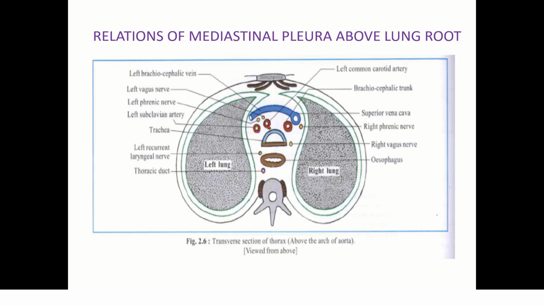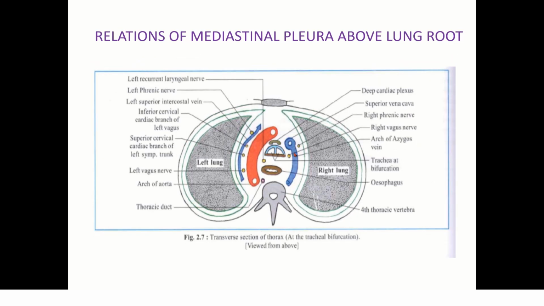And on the left side, you can observe the left common carotid artery, left subclavian artery, the left vagus and the left phrenic nerve, left brachiocephalic vein, and left superior intercostal vein. You can see the left recurrent laryngeal nerve, the esophagus, and the thoracic duct. So these are the relations above the lung root.